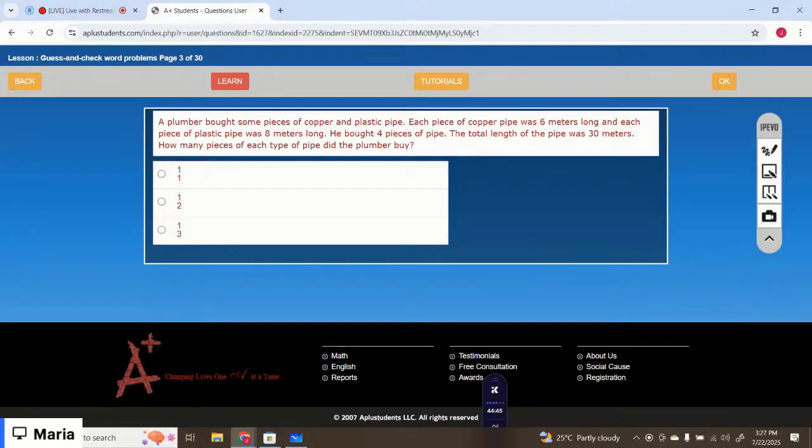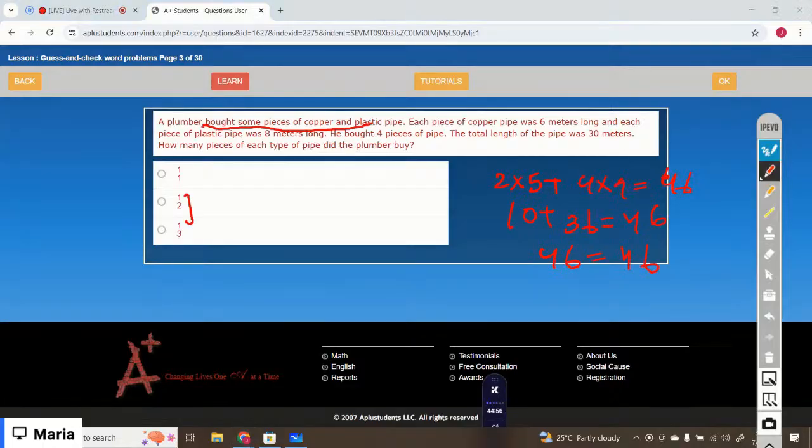A plumber bought some pieces of copper and plastic pipe. Each piece of copper pipe was 6 meters long and each piece of plastic pipe was 8 meters long. He bought 4 pieces of pipe. That 4 is very important.